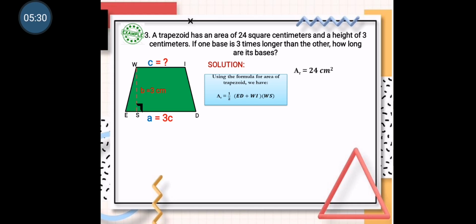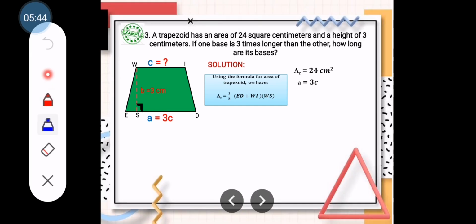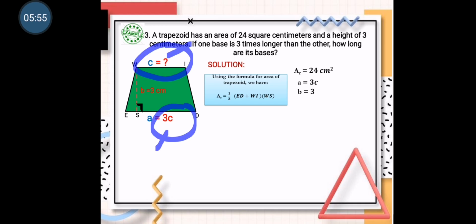Yan. So, ang mga given natin, area, which is 24 square centimeters. Yung side A natin, o yung base sa ilalim, is 3C. Kasi sabi, 3 times longer siya doon. So, di ba ang nawawala natin ay ito. Kaya naging 3C kasi sabi, 3 times longer the missing side. Kaya 3C. Next is the altitude, which is 3. And the missing side, which is named as C. So, pwede nyo naman pong gamitin na ibang letter.